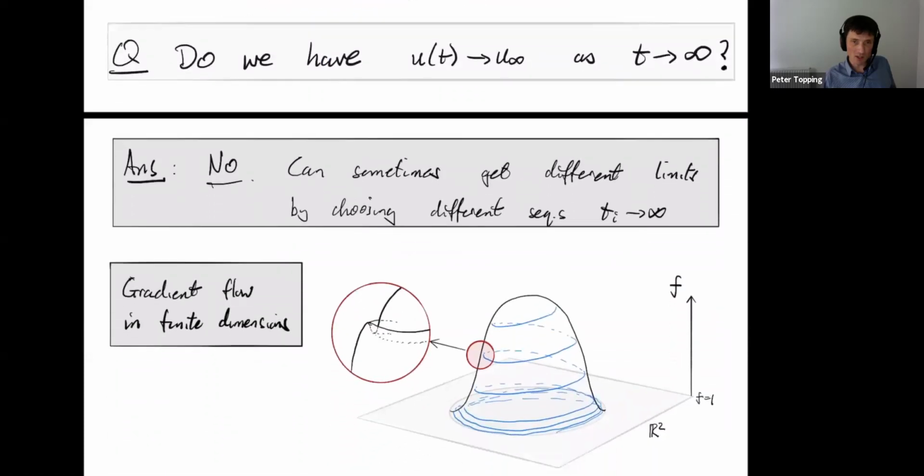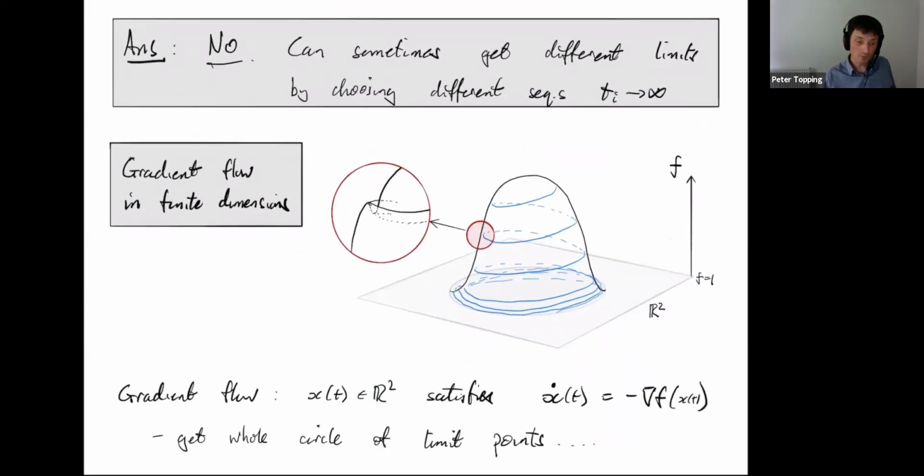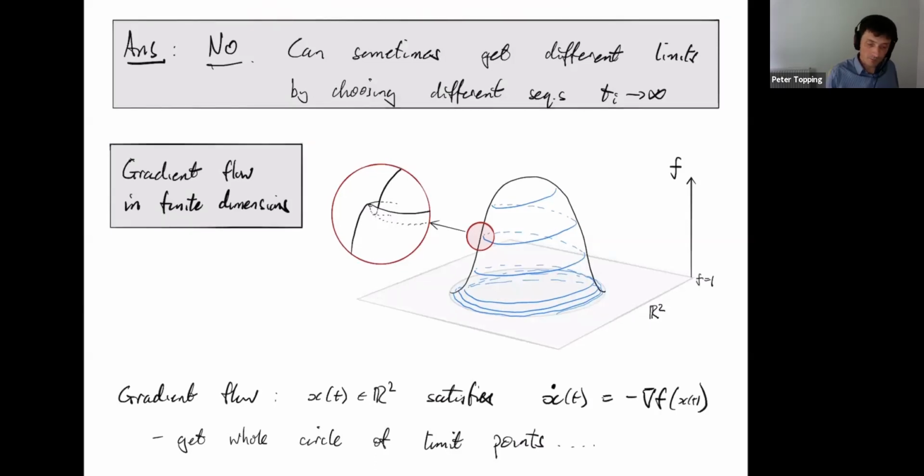So let me sketch the idea just in finite dimensions. What I'm doing here is drawing a picture. This picture here is a graph of a function f, and it looks like a sort of mountain, if you like. And then what are these blue lines? This blue line, in fact, spirals down the mountain. Think of it a bit like a helter-skelter, if you like.